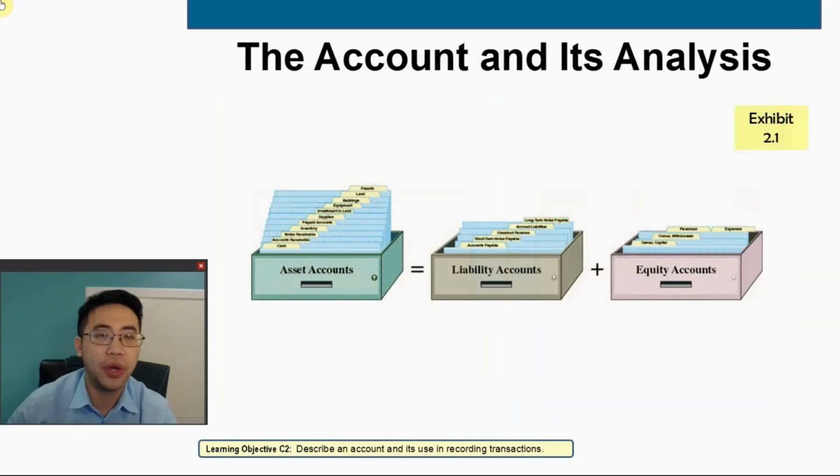Of course, we're going to sort all the accounts based on their categories. So we have assets, we have liabilities, and we have equity. And equity could be further divided into owner's equity, owner's withdrawals, revenues, and expenses.